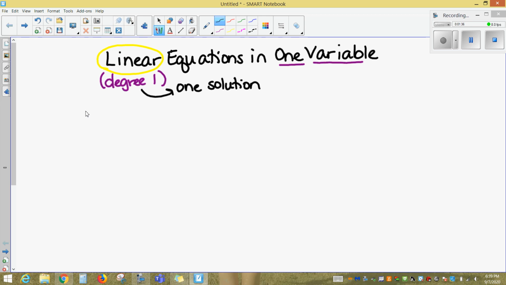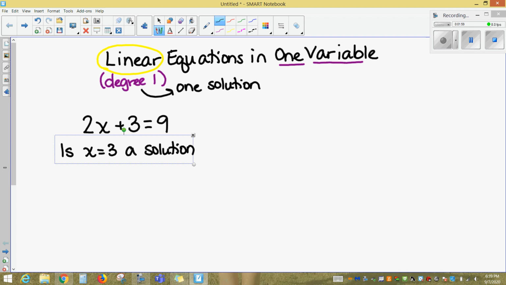Now, to make sure we're on the same page, to be a solution to an equation means if I replace x with that number, it's going to make the equation a true statement. So if the question is posed, is x equals 3 a solution, or we could say the solution to this equation, then what we can do is replace the x with the number 3.